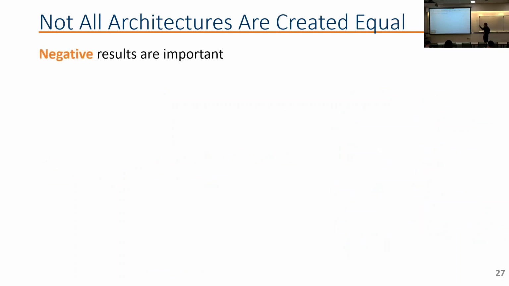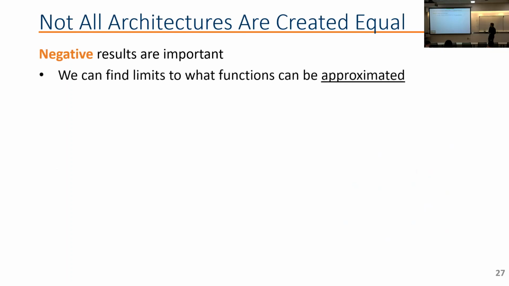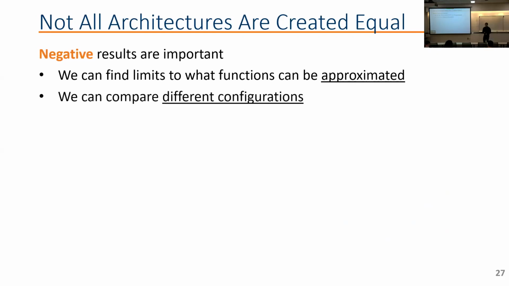So, if we can restrict this maximum number of linear regions depending on the architecture, we might be able to compare different neural network architectures. For example, we can find limits to what functions can be approximated. We know that a neural network can be a universal function approximator, but of course that depends on having sufficient width or sufficient depth depending on the function. And also we can compare different configurations.